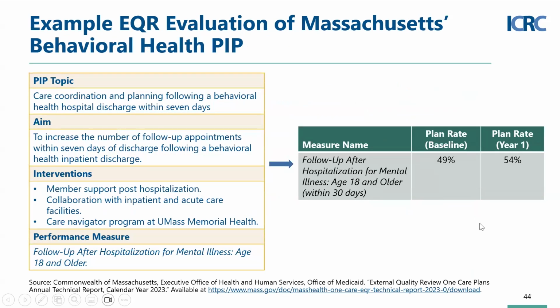This slide describes an example evaluation of the Massachusetts behavioral health PIP that I described earlier. This PIP focused on increasing the number of follow-up appointments following discharge, and the state used the HEDIS measure, follow-up after hospitalization for mental illness, to evaluate the PIP. As shown on the table on the right, plan performance on this measure increased from a 49% baseline rate to 54% after the implementation of the PIP, indicating a positive performance change. Slide 45, please.